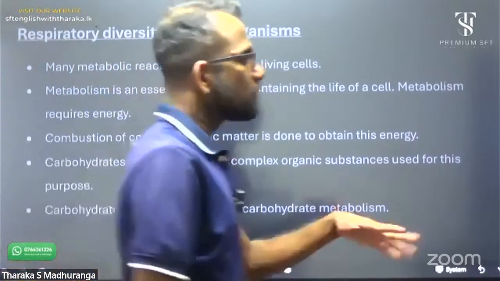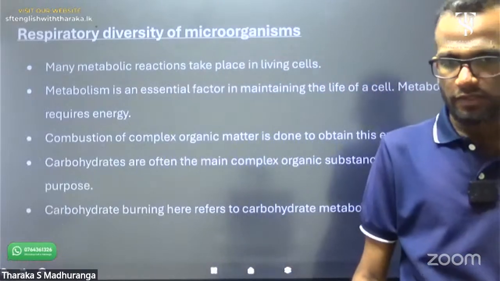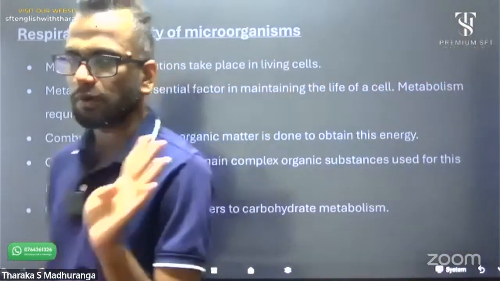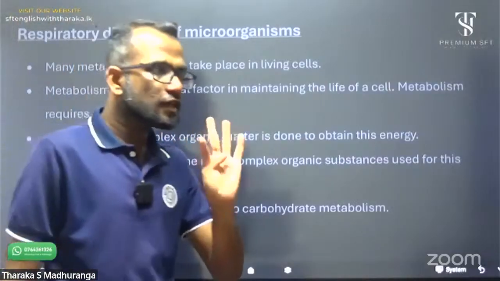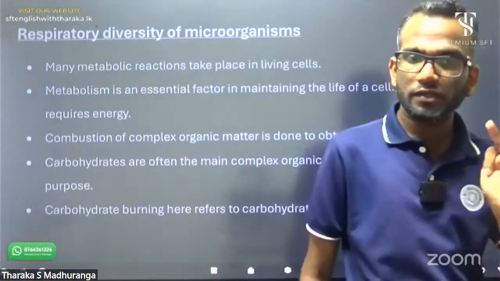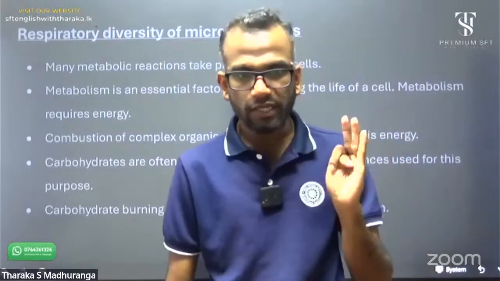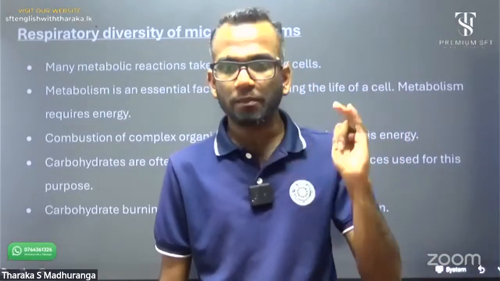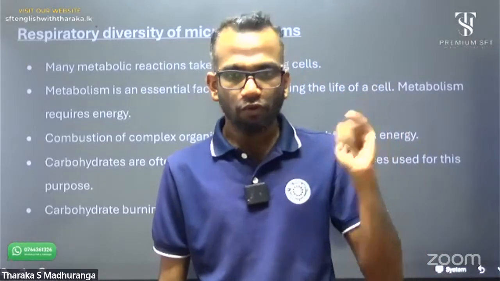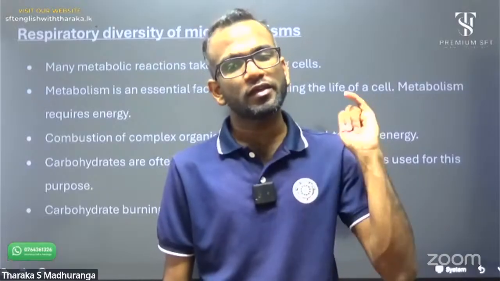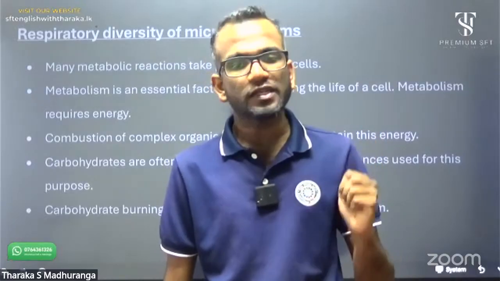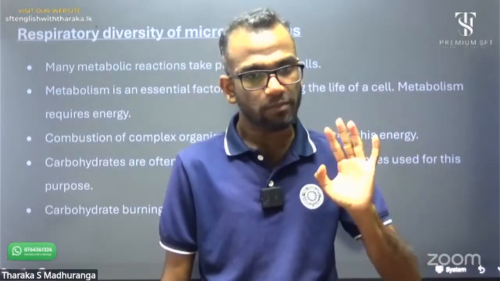Okay, again revise. Small in size, less than 0.1 millimeter. Second one, rapid growth and reproduction rate. Third one, morphological diversity. Fourth one, nutritional diversity. Fifth one, parasitic and symbiotic relationship with macroorganisms. I think you can remember.